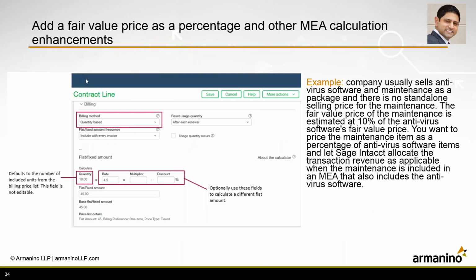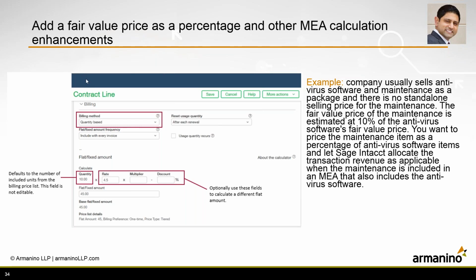Intacct is also, for anyone who is involved with MEA, multiple element arrangement situations or contracts, focused on making that MEA accounting a little bit easier. And so what has been added is the ability to determine a fair value price for an item based upon the percentage of other items. And it's just improved calculations on fair value prices.